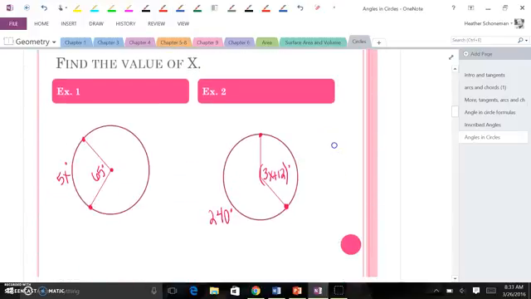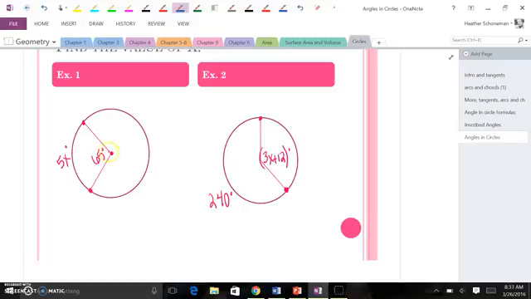So, for example, in these pictures, the vertex is right here on the center. It's formed by two radii, so this angle equals the arc. So 65 equals 5x. So we'll divide by 5. So x is 13.